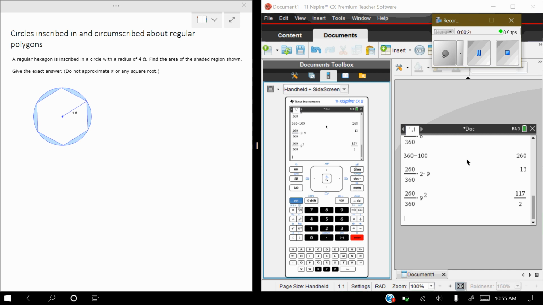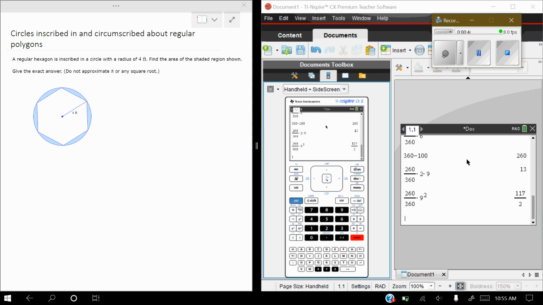Give the exact answer. It says do not approximate pi or any square root, which means you're probably not going to have decimals in your answer. It might be a bear cat of an answer, but it wants it in exact terms. So don't round, and make sure you simplify all your radicals, I guess is what I'm saying.